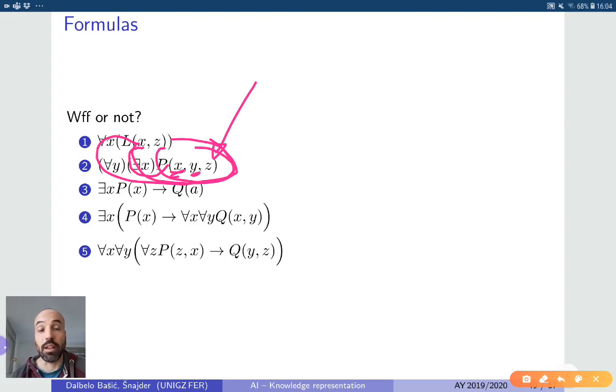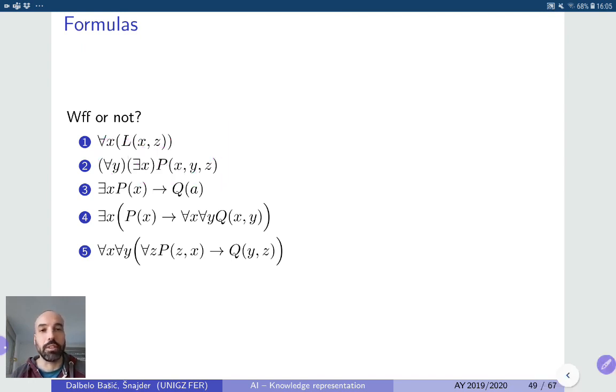Syntax does allow you to build formulas with free variables. It's going to be problematic for semantics, as we're going to see. But this is an interesting thing here: syntax allows you to build something that semantics later cannot work with. So it seems that the interface between syntax and semantics in first order logic is actually not the best. But at any rate, 2 is a well-formed formula.